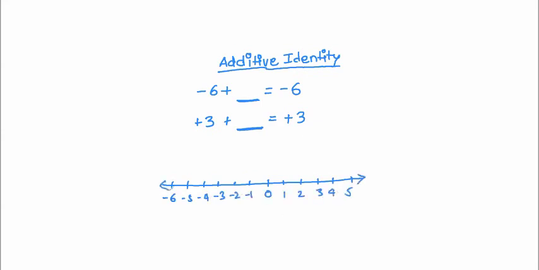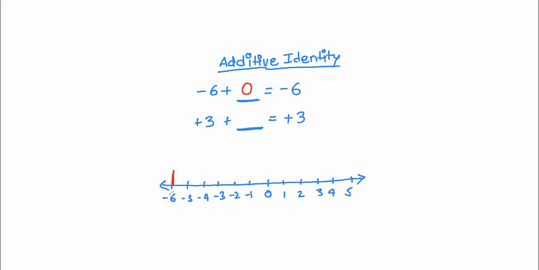Now, in the first example, I am at minus 6, and where do I have to reach? I have to reach minus 6. So how many places do I have to travel? 0 places. I don't have to travel anywhere because I am already at minus 6. So what do I have to add? I have to add a 0. Then I will be at minus 6.